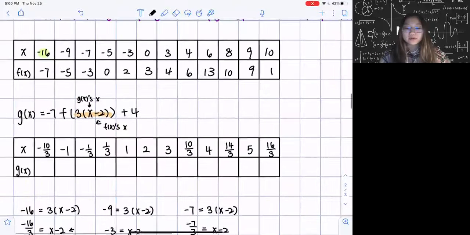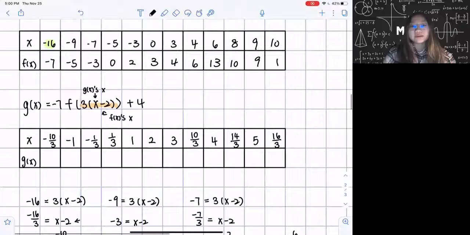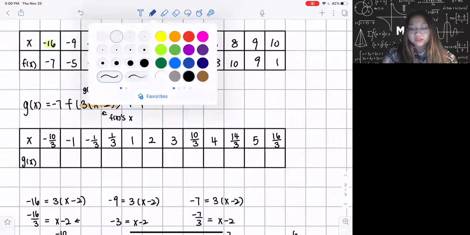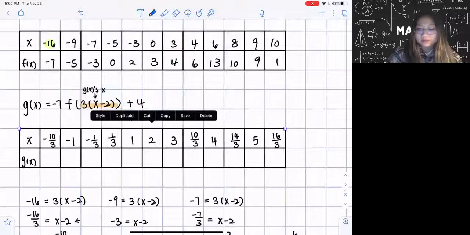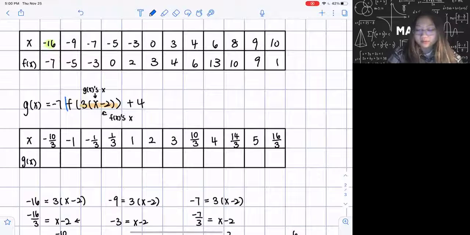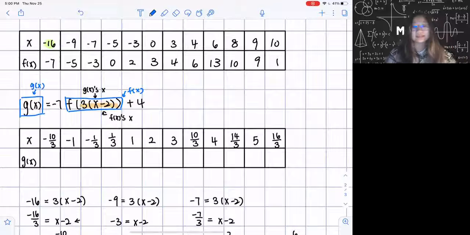So let's start with my y values now. The y values are pretty straightforward. Here, I know that this whole thing over here is my f of x, and here is my g of x. If I just apply this -7 and +4 to my f of x, technically I will get my g of x. So how we are going to do that is, let's start with this -7 over here.